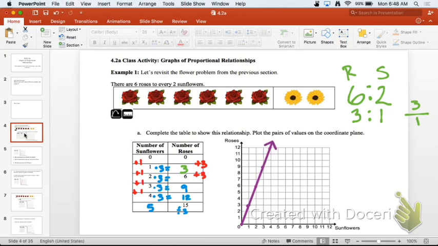And we use our straight tool to make a line with an arrow at the end indicating that the line will go on. And that's what we did in class today.